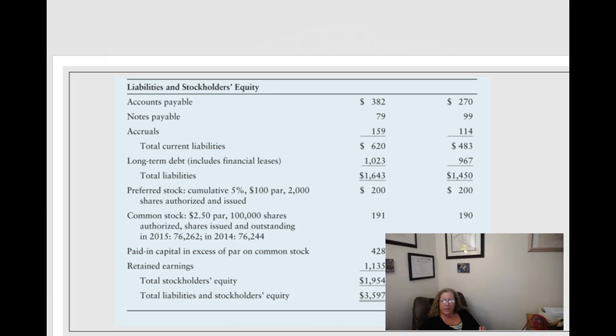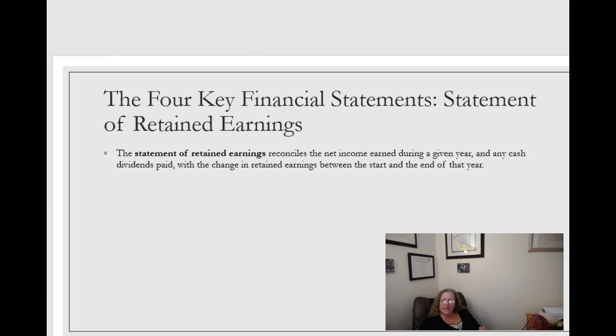Next is the retained earnings statement. This reconciles the net income that's earned during a given year and any cash dividends that are paid with the change in retained earnings between the start and the end of that year. So here's a look at a retained earnings statement.